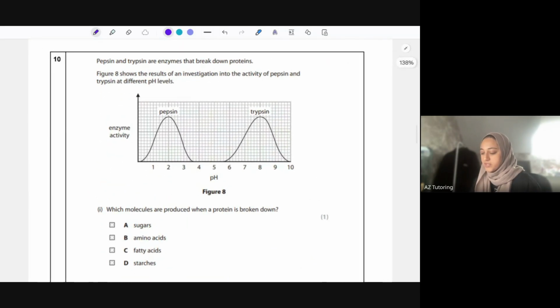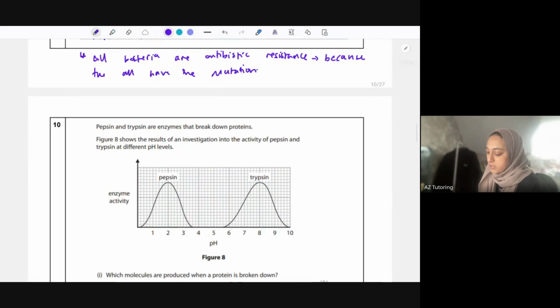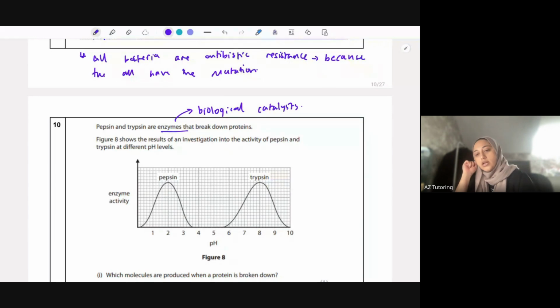Okay, so pepsin and trypsin are enzymes that break down proteins. Now remember, enzymes are biological catalysts. They speed up a reaction without getting used up. So the analogy that I use, imagine you're making a cup of tea, you're putting sugar in the tea, you're not just going to leave it. You use a spoon, which is a catalyst, and you're going to mix it in order to dissolve that sugar faster. But the spoon's not melted, you can use it again. So it's a catalyst, speeds up a reaction without getting used up. So pepsin and trypsin are enzymes that break down proteins.